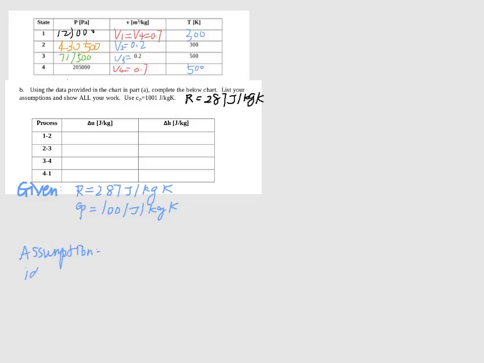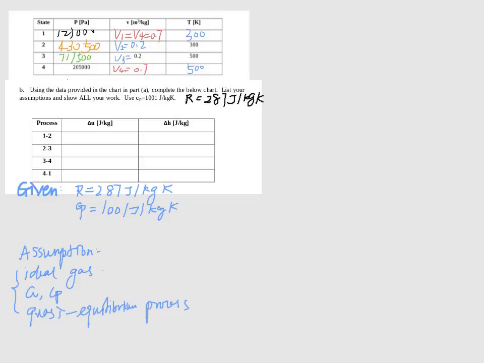So we're going to assume it's ideal gas. This is the same assumption that we made previously. Also, we're going to assume that Cv and Cp are constant because we don't want to deal with fifth-order polynomials in our calculation. Additionally, this is also a quasi-equilibrium process. So these are the same as part 1.